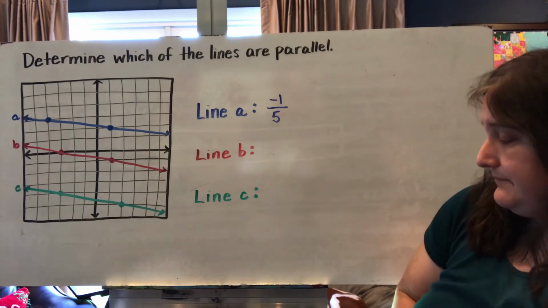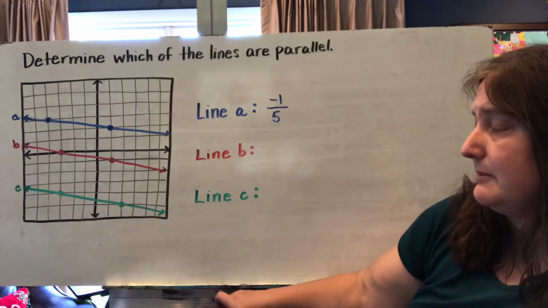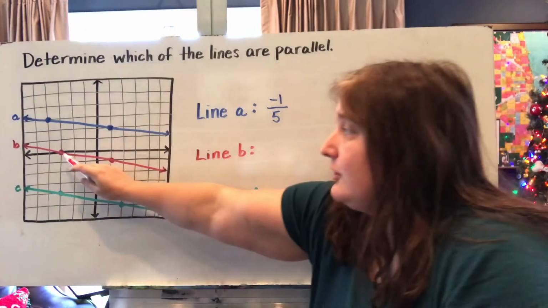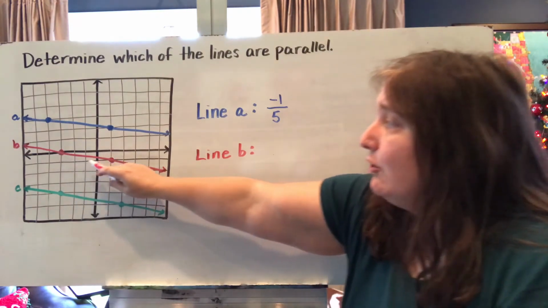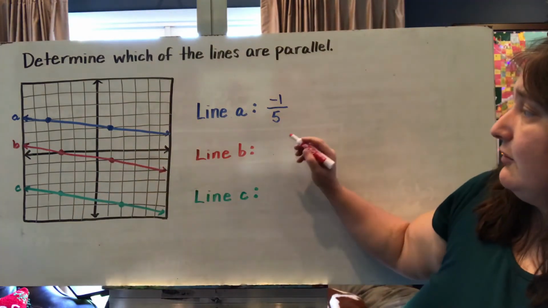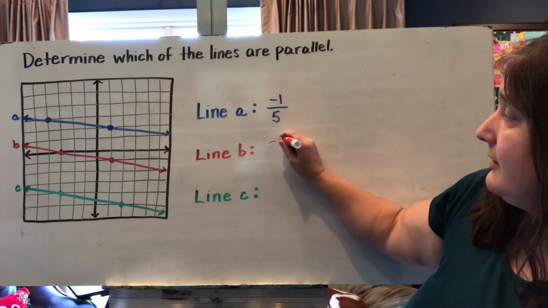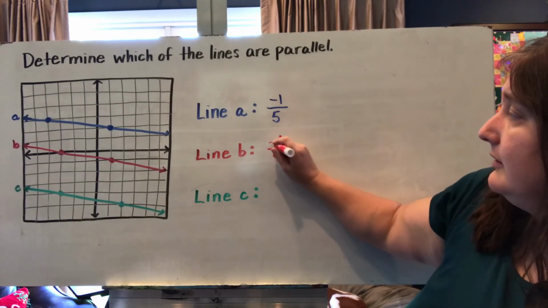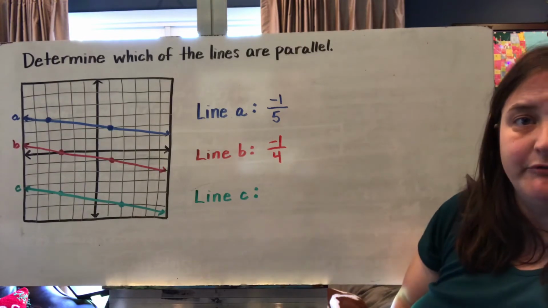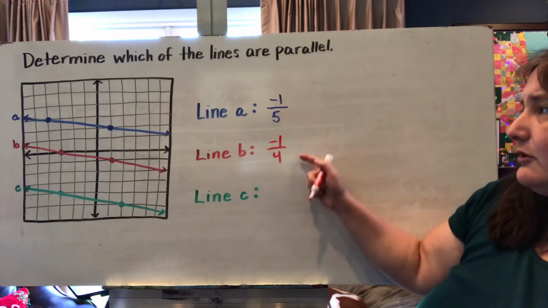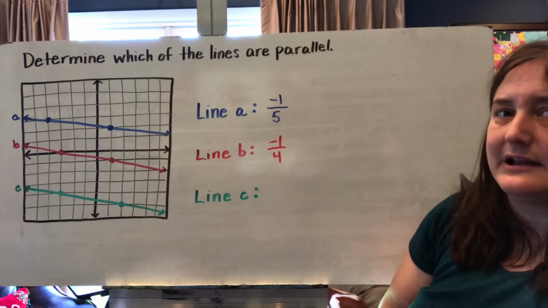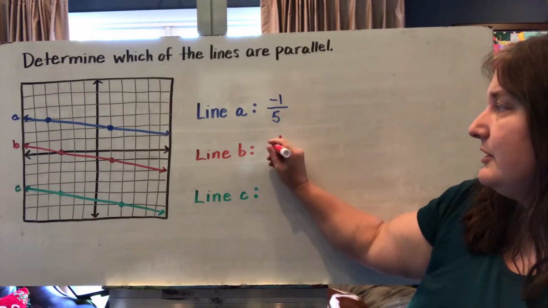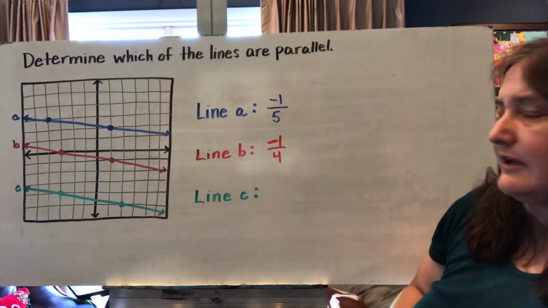For line B, they also have marked 2 points for me. I'm going to start at the point over on the left here, and I have to go down 1 and over 4 to get to the new point. So my rise is negative 1, and my run is 4. So my slope is negative 1/4. Now these two don't match, so even though I don't see them intersecting on this graph, they're not going to be parallel. Eventually, if they were extended farther, they would intersect.